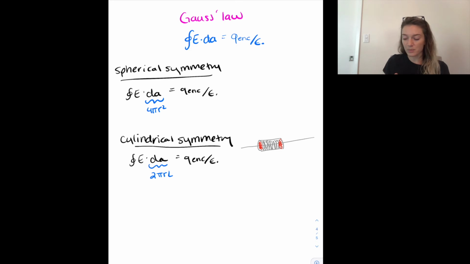This is where most students lose points when they're doing Gauss's law problems, just not knowing these area formulas. So it's really important when you're doing Gauss's law to remember that for spherical symmetry, the surface area of a sphere is 4 pi r squared, and the surface area of the side of the cylinder is 2 pi RL. It's the circumference of the circle times the length. Those are definitely the most common mistakes students make with Gauss's law.